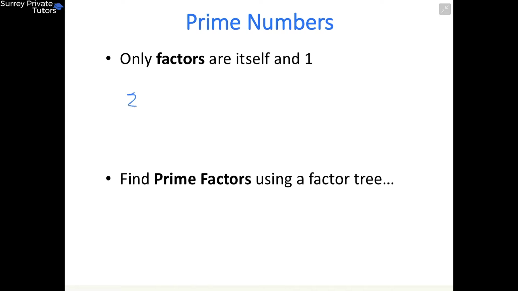Number 2 can only be divided by 2 and 1, so that's a prime number, as is 3. 4 doesn't count as a prime number because that can be divided by 2. 5 can. If we keep going up, we get to 7, 11, 13, 17, and it goes on and on.